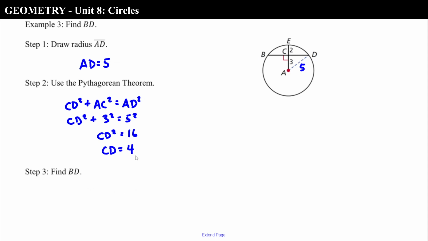And now we're going to find BD. So we know that BD is going to be twice the length of CD because it's bisected. So BD is going to be 8.